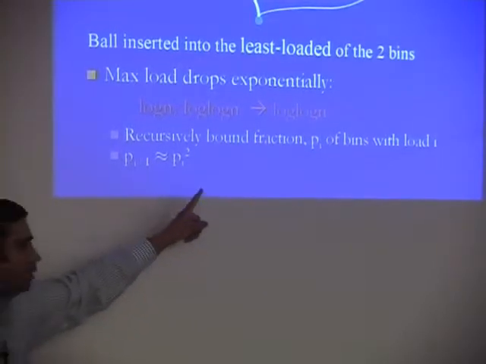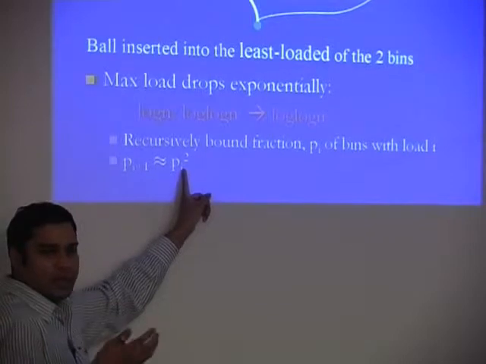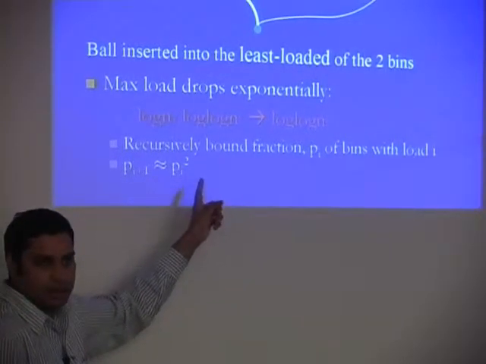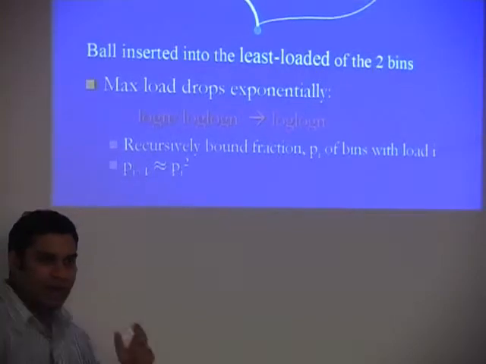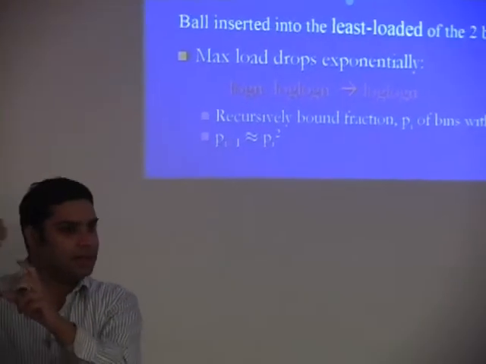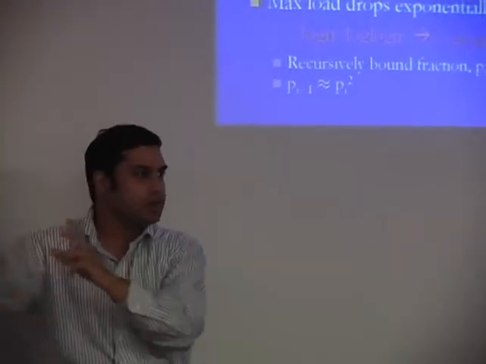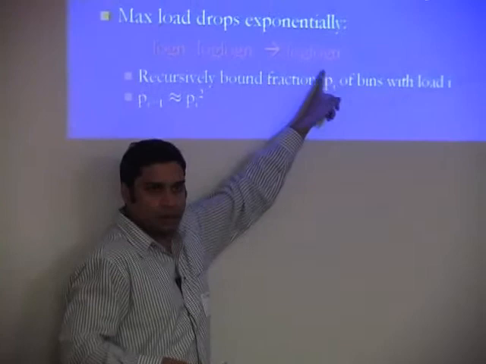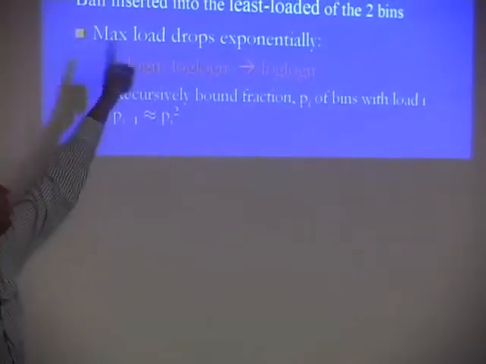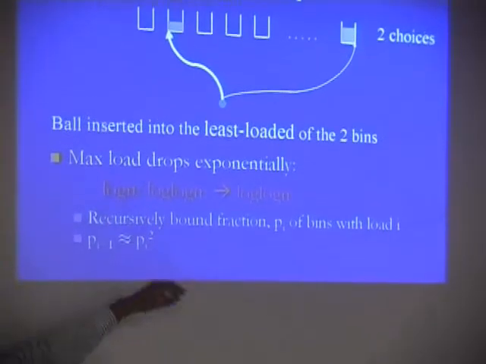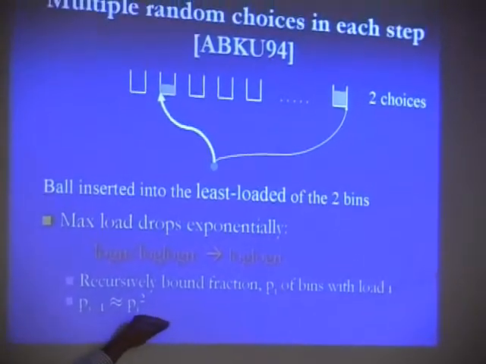And if you start with P of 1 as some constant, say a half, and if you keep chasing this recurrence, then you will get that P1 is half, P2 is half squared, P3 is half squared squared, and so on and so forth. So by the time I becomes about log log n, you will find almost no bin with that load. So that is why you get this exponential improvement.